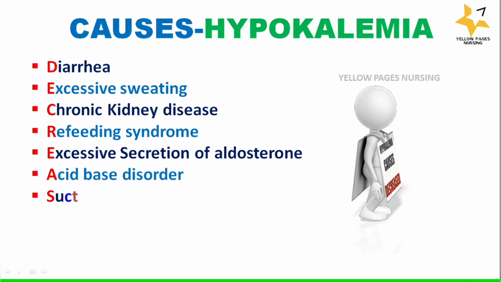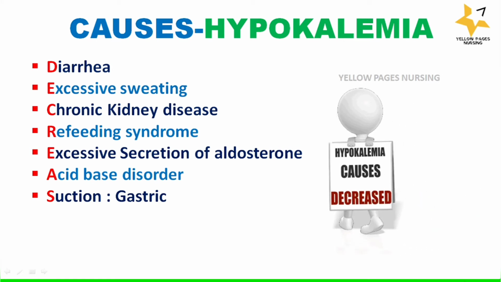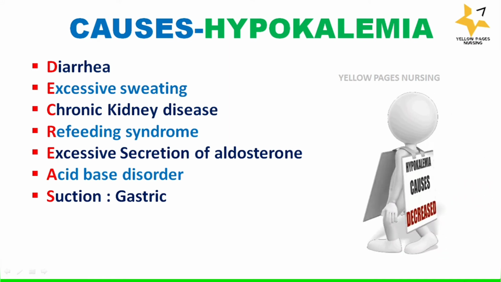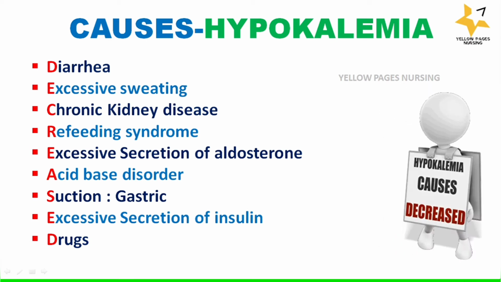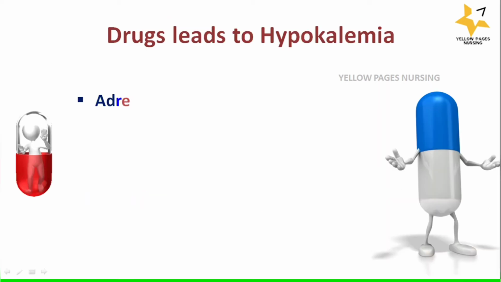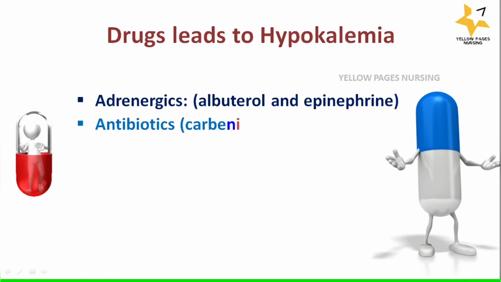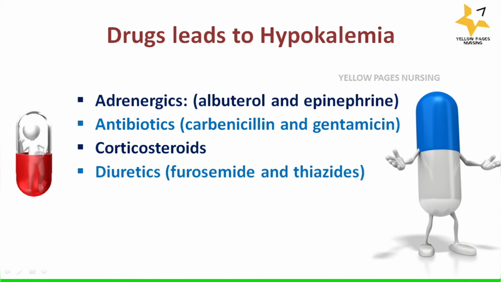Respiratory or metabolic alkalosis promotes the transcellular shift of potassium. Other causes are suction, that is gastric suction, excessive secretion of insulin, and drugs. Drugs that lead to hypokalemia may be Adrenergics, example albuterol and epinephrine, Antibiotics, that is carbenicillin and gentamicin, Corticosteroids, Diuretics, example furosemide and thiazides, Insulin, and Laxatives.